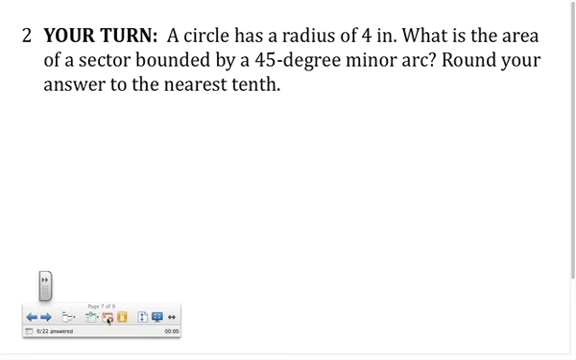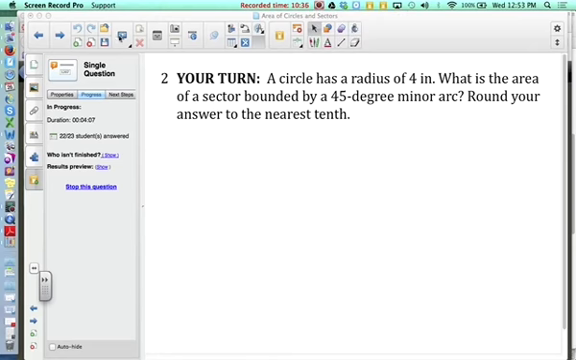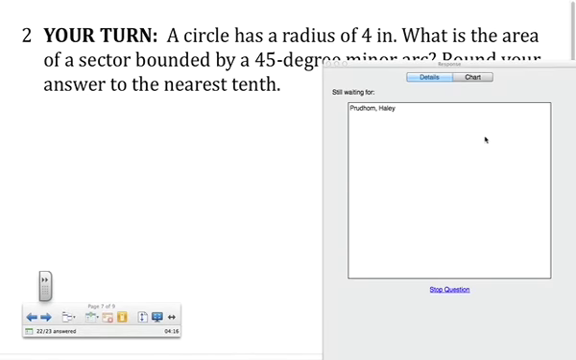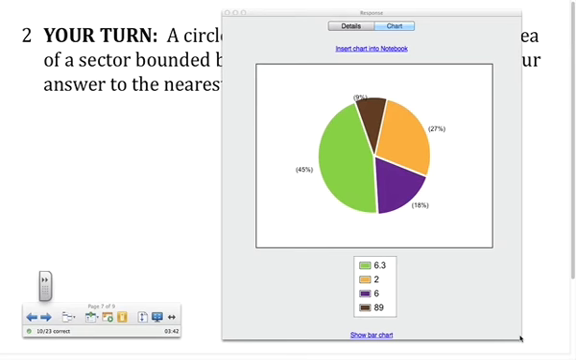Okay. Next question is just like it. It's a sector question. You are rounding to the nearest tenth. It's the same exact idea. The only change is that instead of circumference, it's area. Most of you got the right answer. Some of you got 6, you just rounded to the nearest whole number instead of rounding to the nearest tenth.